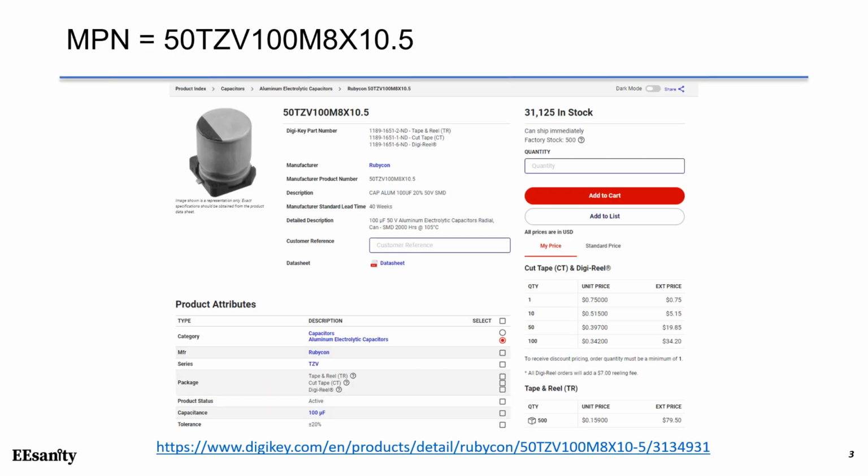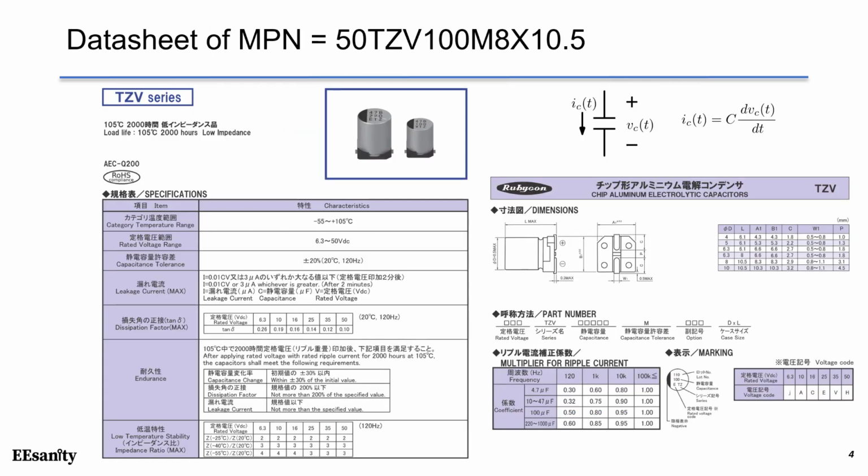Here is the capacitor information from Datasheet.com, which gives you a quick glance about this capacitor, including the basic information, specs, and the price. If we go to the datasheet, you can see more information about this capacitor. This is a surface mount aluminum electrolytic capacitor. The lifetime is 2000 hours at 105 degrees C.